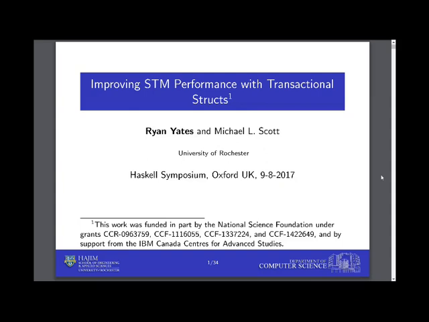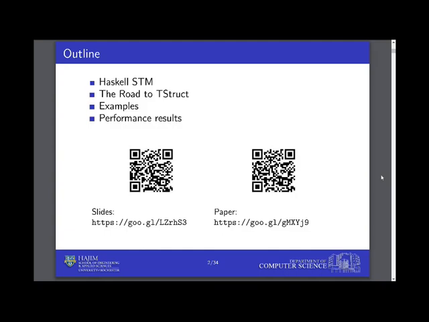So this work is about improving the performance of software transactional memory, with an idea that we call transactional structs. I'll give a little overview of how the Haskell STM works internally in the runtime system, and a little bit of the long road to getting tstruct working, and a little more detail of an example of the difficulties that we have implementing this, and also how it works out practically, and then the performance results from adding this feature.